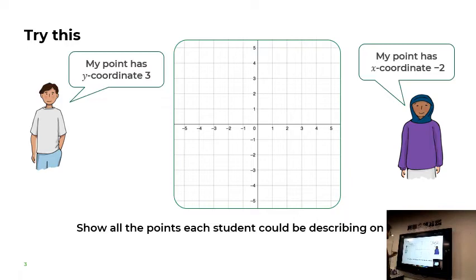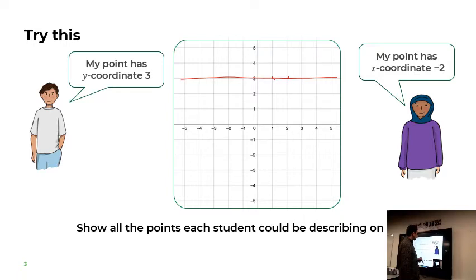Okay, so for the first guy, he says my y coordinate is 3. So it could be this point, it could also be this point. So it's y coordinate 3, it could also be this point. Okay, this point. So there's a lot of points here. So basically, any point on this line will satisfy this guy.